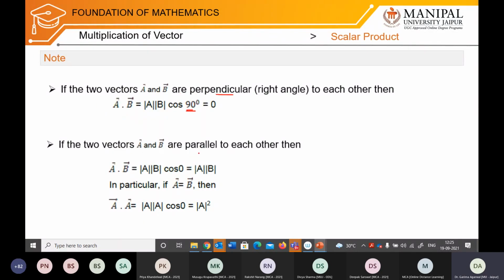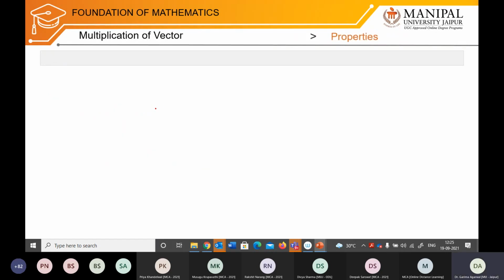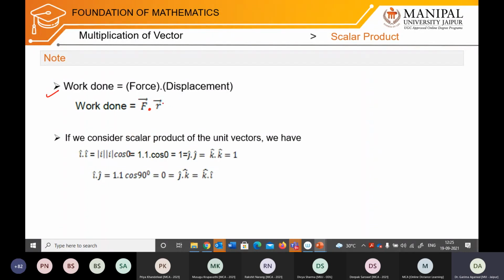If two vectors are parallel, that means the angle theta is 0 degrees and cos 0 is 1. So A dot B is magnitude of A times magnitude of B. And if A equals B, it is A square, right? Now we can find work done through the dot product. Work done is force dot product displacement, right? Force and displacement both are vector quantities.